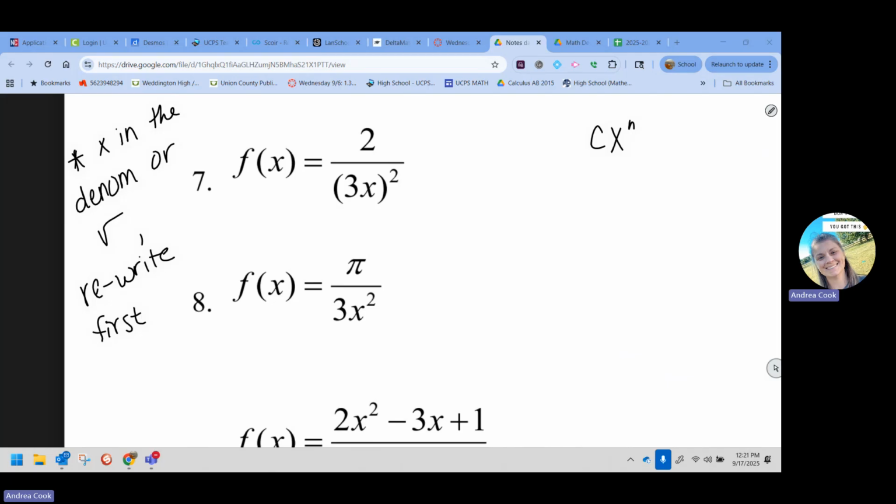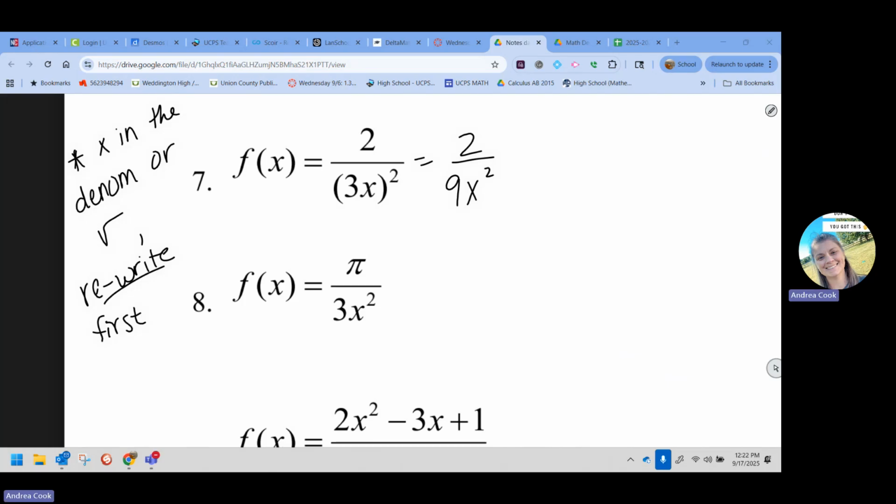So this problem is one where I'm seeing x in the denominator. This rule does not work with x in the denominator. It's got to be x to a power. So before I can start doing my derivative, I have to rewrite first. And here is how we would rewrite this one. First I would get the parentheses gone. The squared applies to both of those.